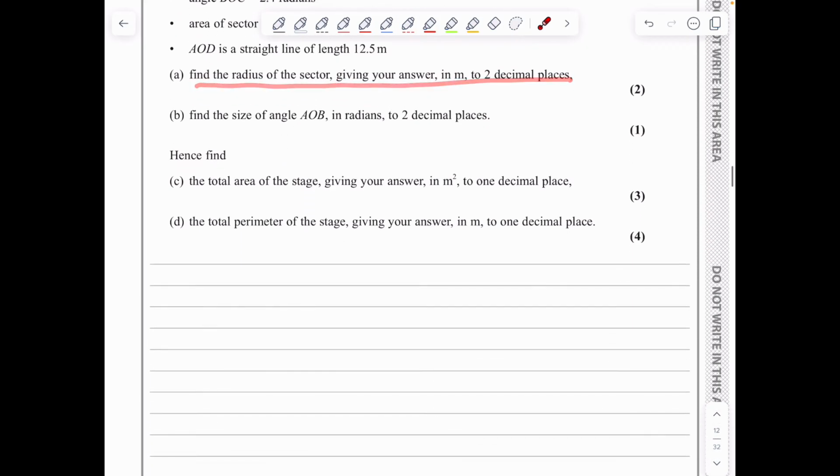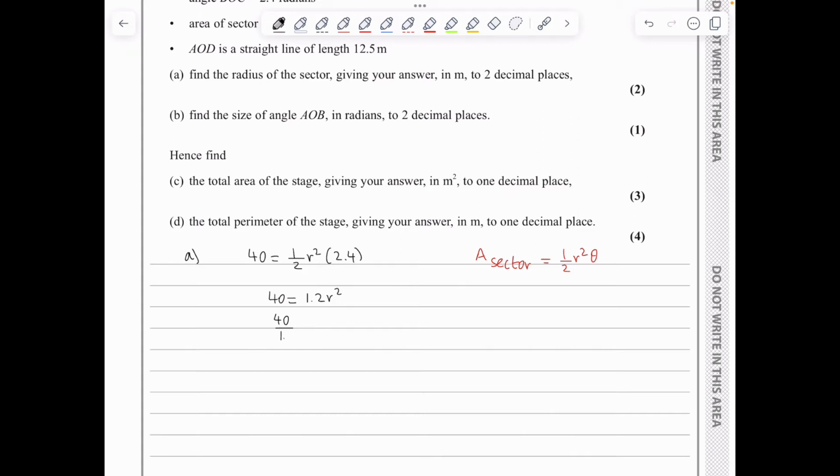Well, we know that since the question is phrased in radians, the area of a sector when the angle is in radians is simply a half r squared theta. So in our case, we've got the area is 40. We are looking for the radius, so a half r squared, and the angle is 2.4. So this leads to 40 is 1.2 r squared. So 40 over 1.2 is equal to r squared. I'll simply take the square root of the left hand side, so the square root of 40 over 1.2 will give me r, which turns out to be 5.77 meters, correct to 2 decimal places.